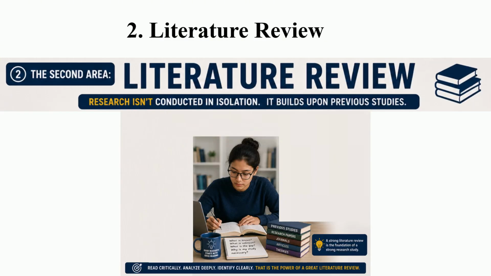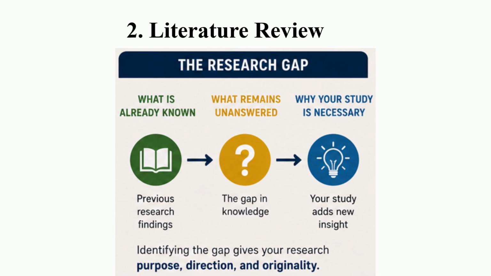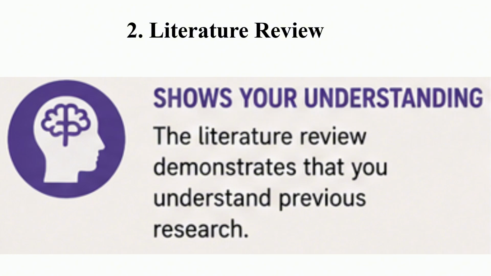2. Literature review. The second area is literature review. Research isn't conducted in isolation. It builds upon previous studies. A literature review is much more than summarizing previous papers. Its real purpose is to identify what's already known, what remains unanswered, and why your study is necessary. When you clearly identify the research gap, your study becomes more valuable and original. The literature review demonstrates that you understand previous research.